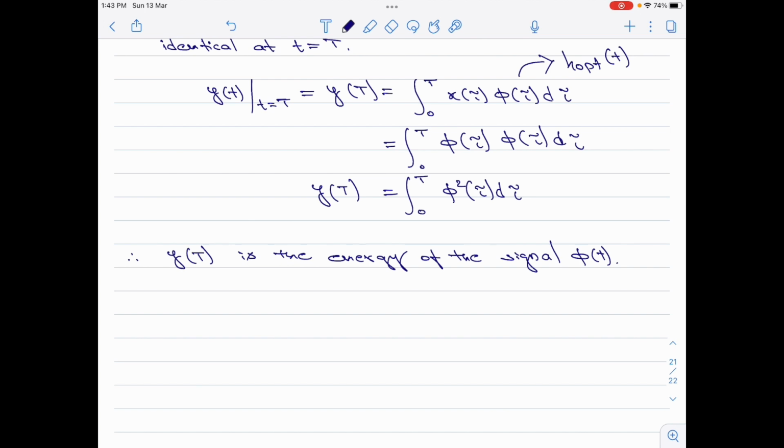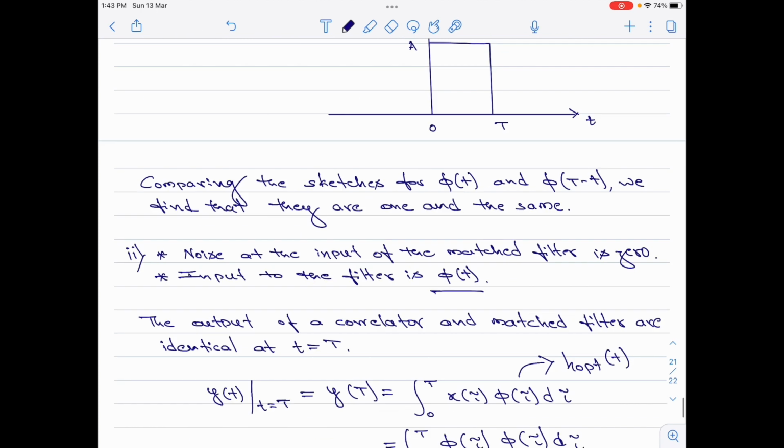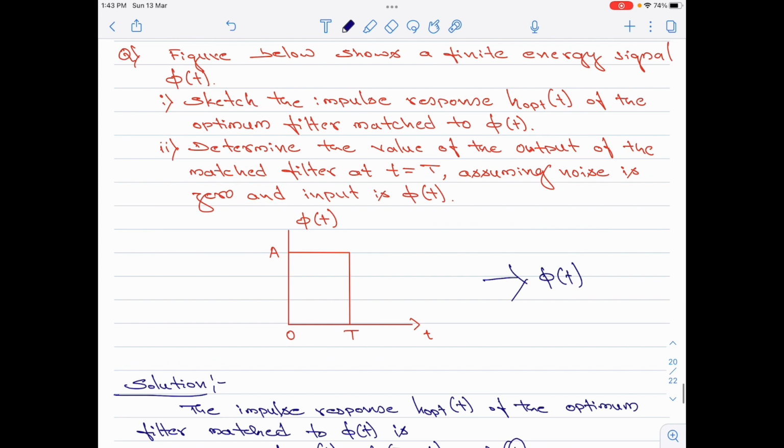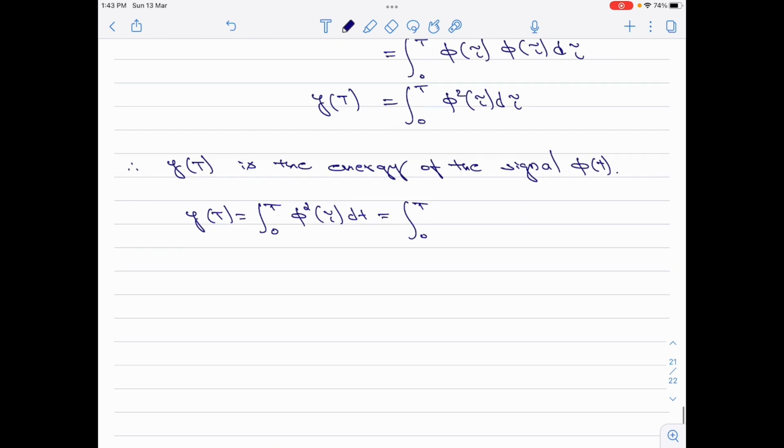Right, let me now compute y of t. So y of t is equal to integral 0 to capital T phi square of tau d tau. This is equal to integral 0 to capital T. The value of the given signal is A over the interval 0 to capital T. So therefore it will be A square dt, which reduces to A square capital T. This is the answer for part B of the numerical.